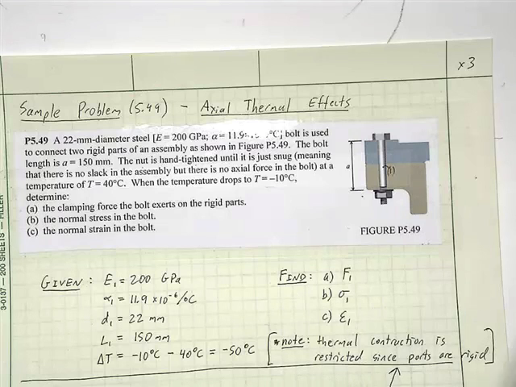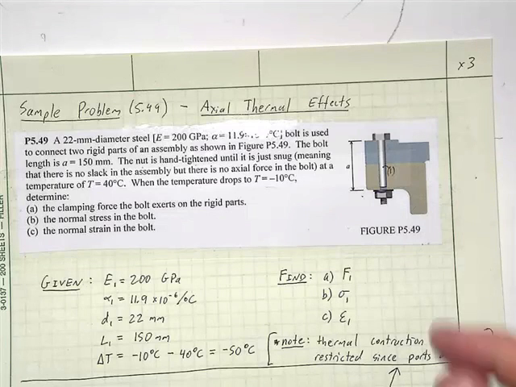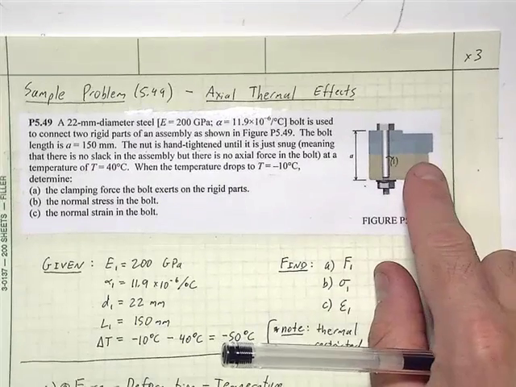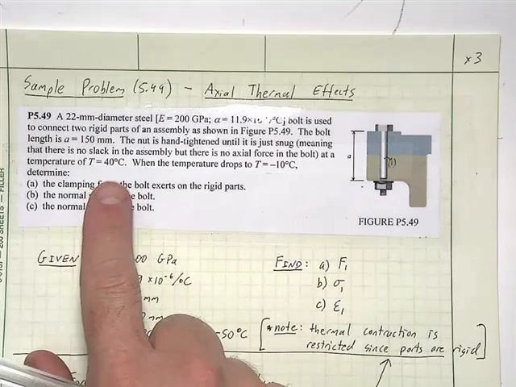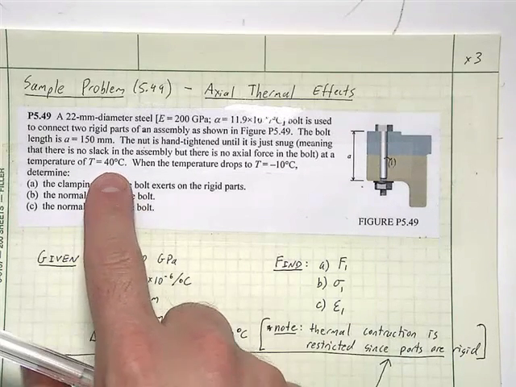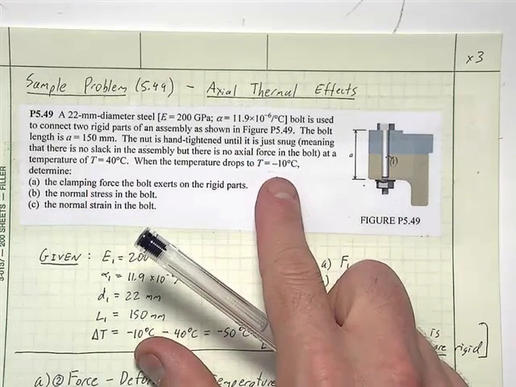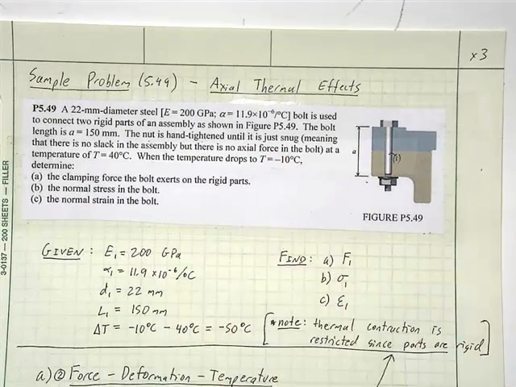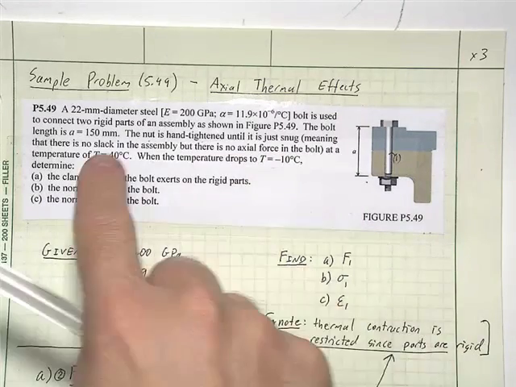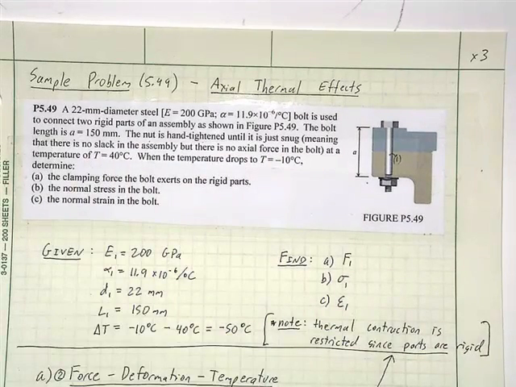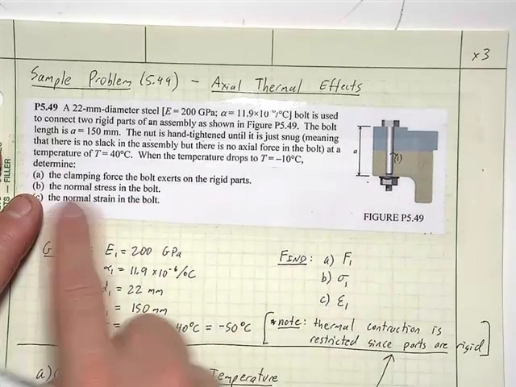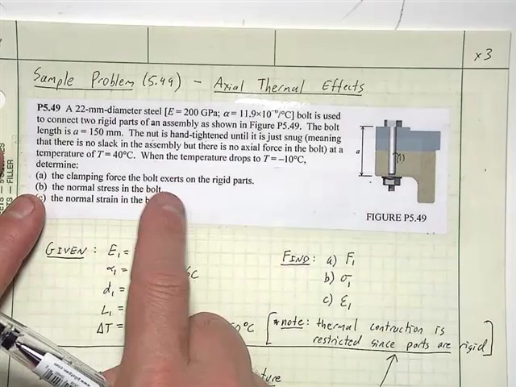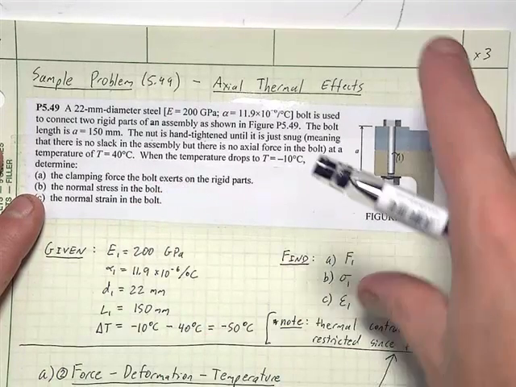All right, so in this case, we say that the nut is hand tightened, so there's no gap at all, but there's also no axial force in the bolt originally. And what I mean by originally is at 40 degrees Celsius, and then the temperature drops by 50 degrees Celsius, which if you don't have an intuition for that, that's actually a huge drop. 50 degrees Celsius is quite large. So we're going to have some non-negligible effects. What we want to know here is basically the internal force, or the clamping force.